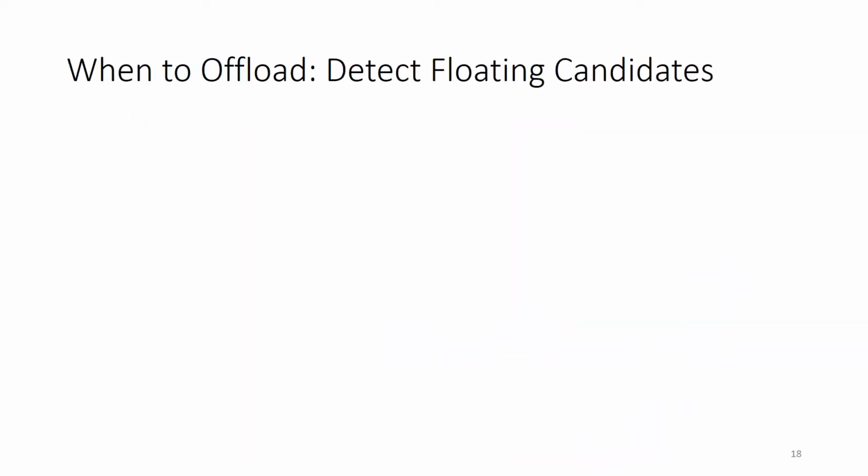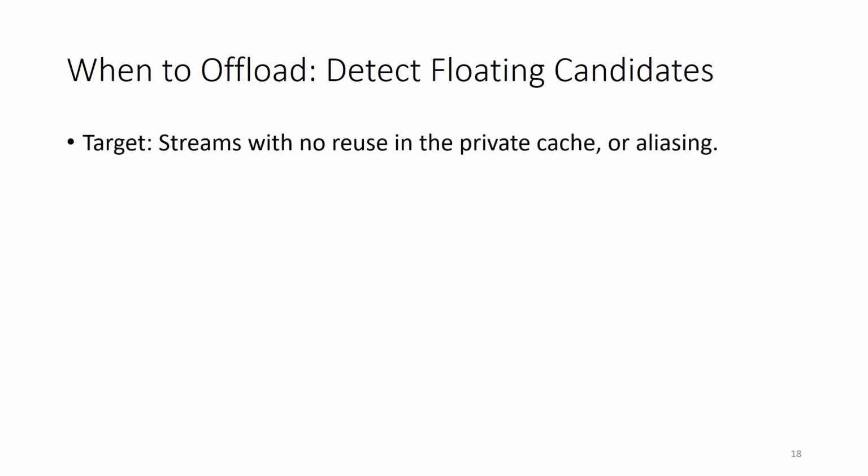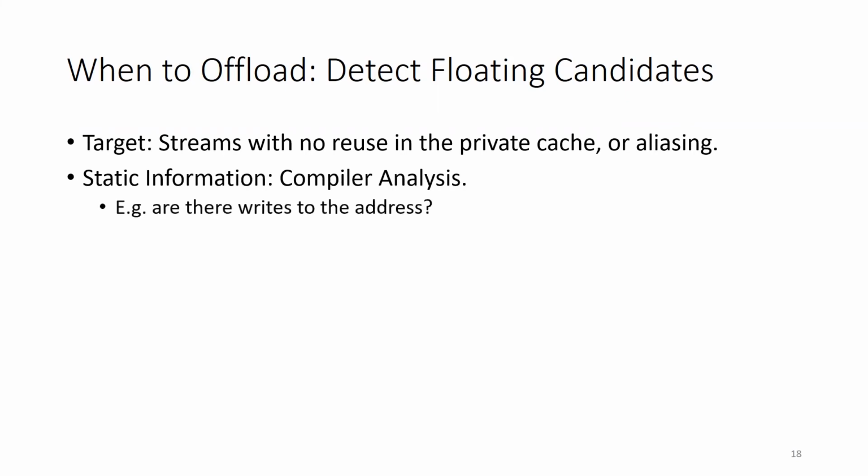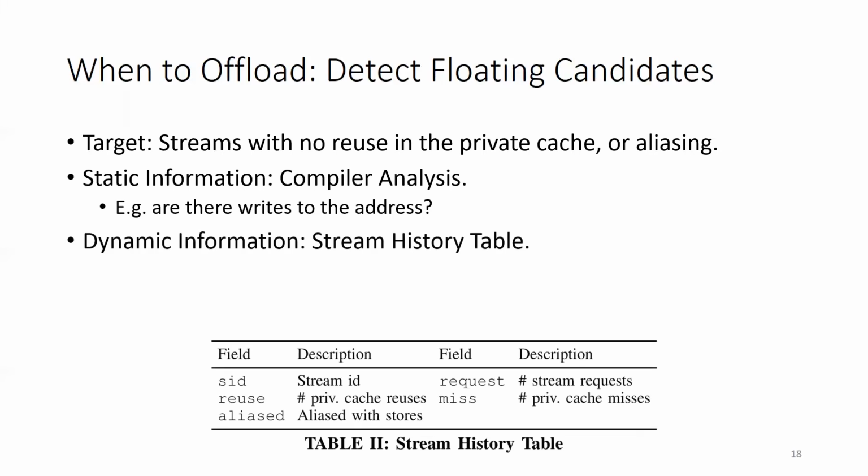The last question is when we should offload a stream. As mentioned earlier, we should only offload streams with no reuse in the private cache or any aliasing. This is done by combining both static and dynamic information. The compiler can perform static analysis to see if there's any possible aliasing store, which is problematic for stream floating, as remote stream loads may very likely cause read-after-write misspeculation. Also, the access pattern itself can tell us the reuse distance. We also maintain a stream history table to track the dynamic information, like the miss rate in the private cache and if there is an alias store, etc.